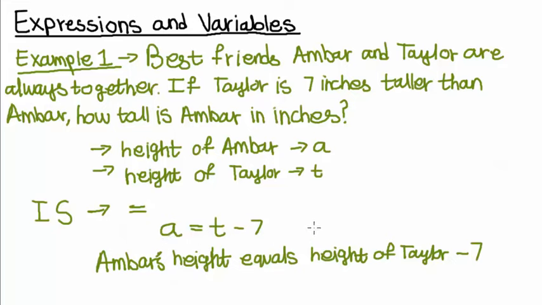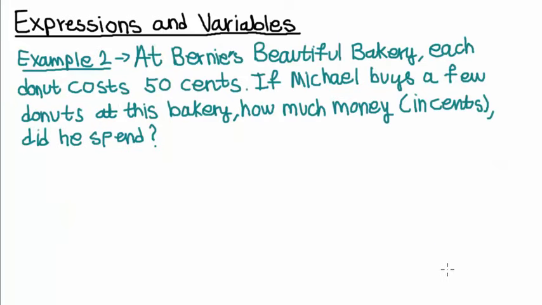Now let's do one more if you didn't really get the hang of it this time. So in this example, I have: at Bernie's Beautiful Bakery, each donut costs 50 cents.